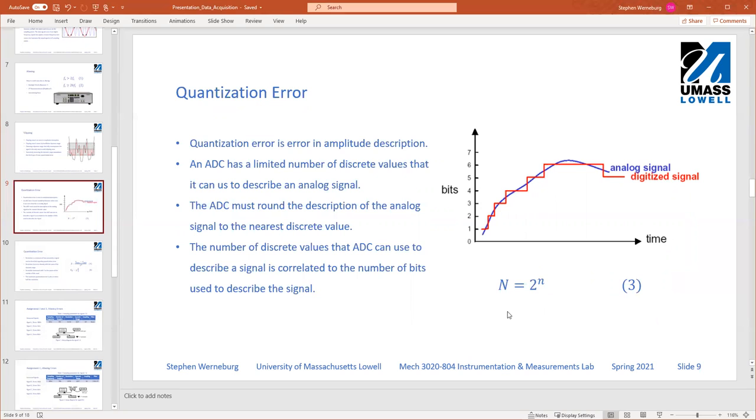In this figure on the right, you can see that the analog signal is very smooth, but the digital signal that we're measuring is very blocky, so it's not accurately describing the analog signal. This could be minimized by using a finer resolution, which would mean increasing the number of bits. So your digital signal would still be blocky, but the blocks would be much smaller, which would make the description of the signal much more accurate.